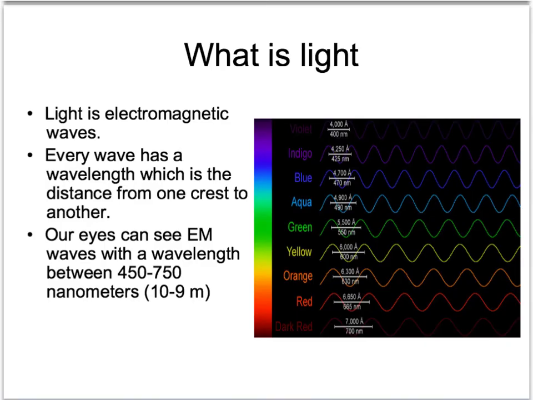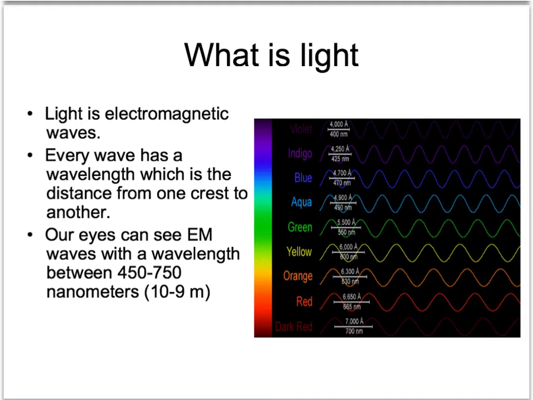So the first thing we want to talk about is, what is light? Now, light is an electromagnetic wave. You maybe think of waves on a beach, and waves of light are kind of like that. They have crests and troughs that go one after another off into infinity. Now, we describe light based on the wavelength. That is the distance from one crest to the next.